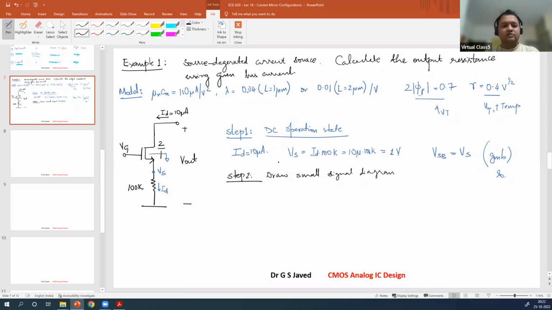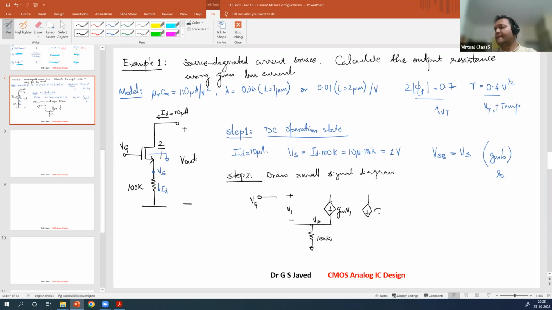Right? How do you draw the small signal diagram? First, Vs, the source, with 100 kilo ohm. So Vs. What is Vg? Vg is present. So this is your Vg. This is V1. Okay. Vs. So what is V1? Vg minus Vs. Then you have Gm V1, and correct, Gm V1.